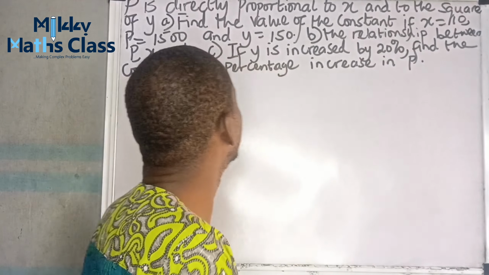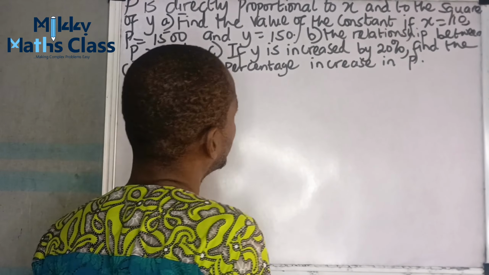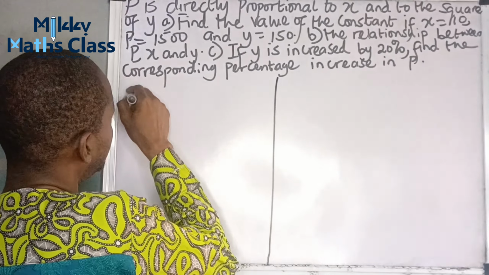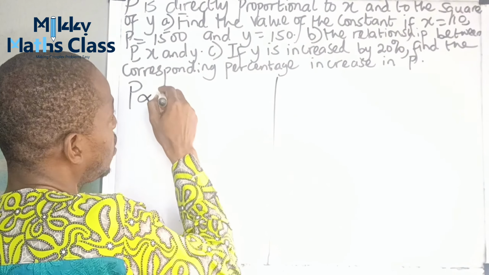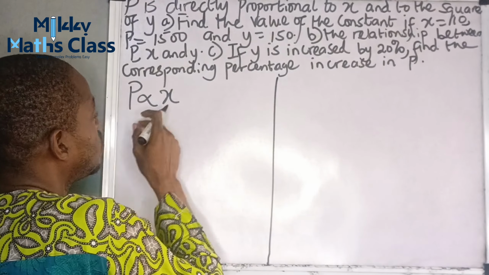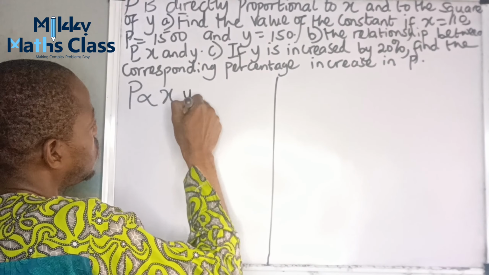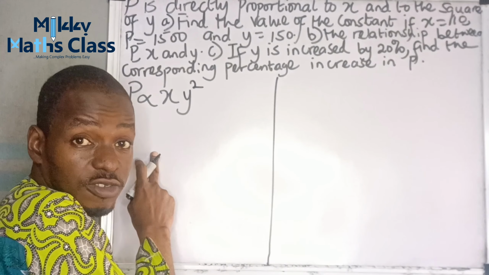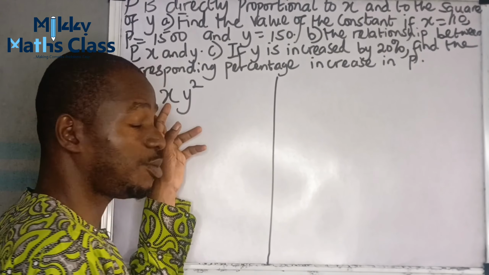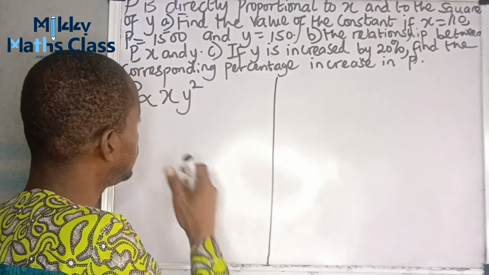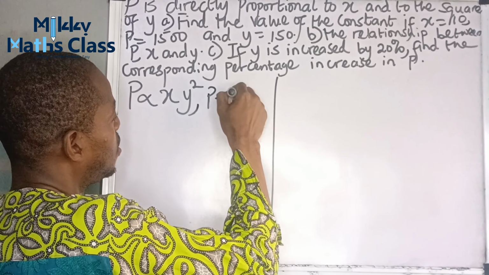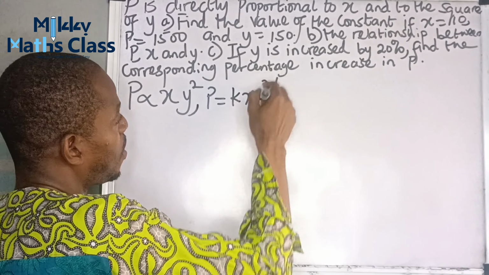All right, let's look at the second example. It says P is directly proportional to X and to the square of Y. So this is our expression. The next thing, remove the proportionality sign, introduce our constant. So it follows that P is equals to K X Y to the power of 2.